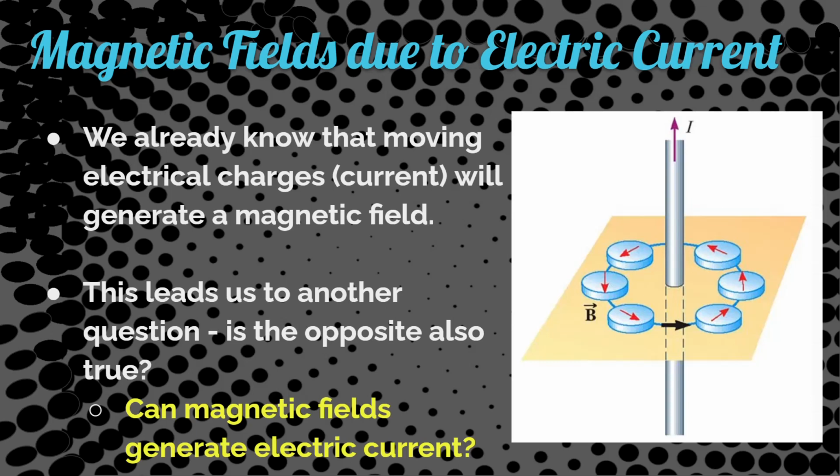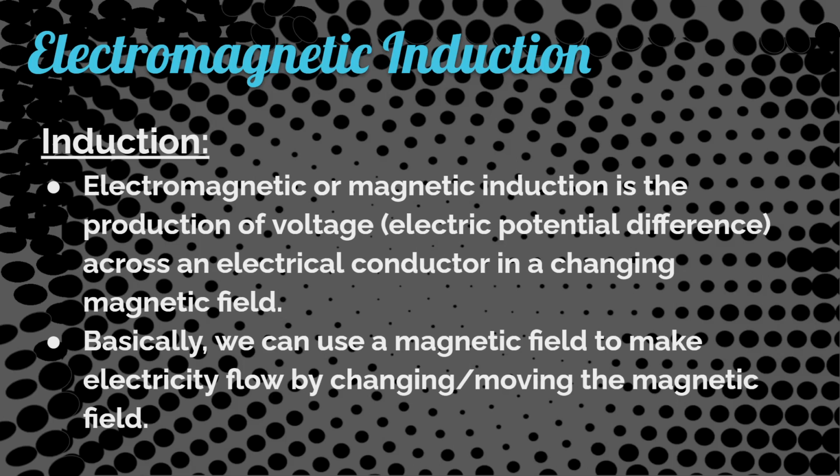Okay, and so yes, you can use a magnetic field to induce an electric current, and that is called electromagnetic induction. So this is the title of today's notes. It is also the first definition I'm going to give you. Okay, so again, add this to your notes. Electromagnetic or magnetic induction is the production of voltage across an electrical conductor in a changing magnetic field.